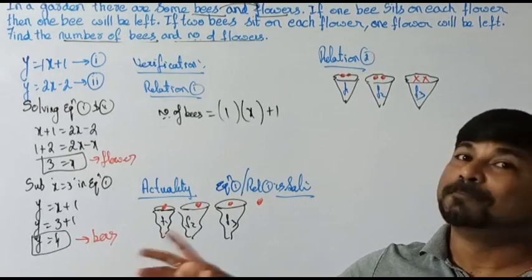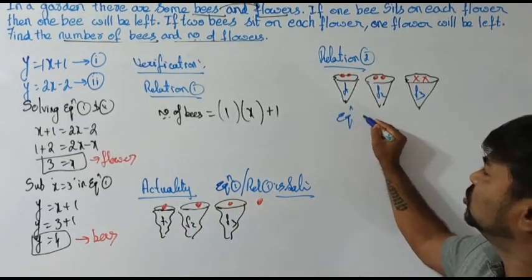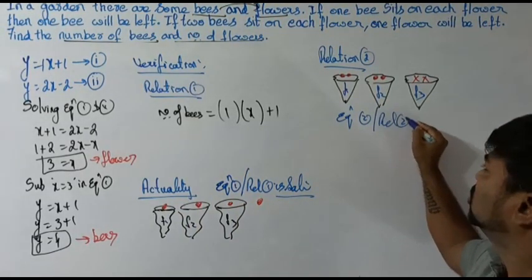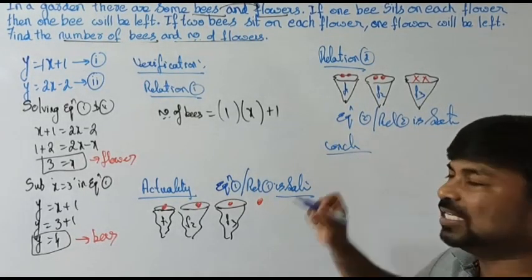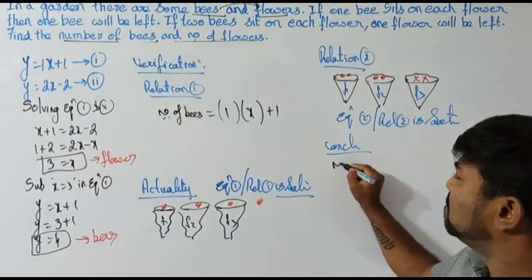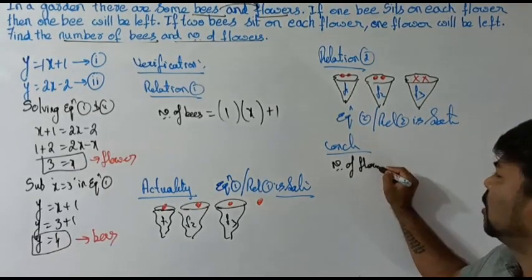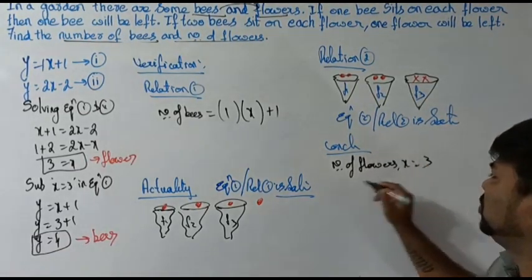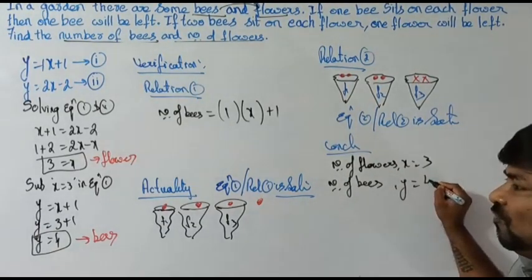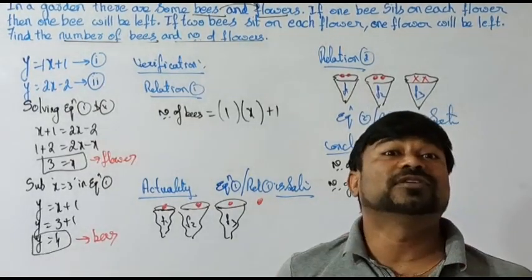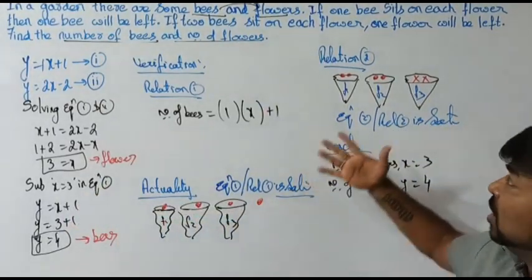This is how to find it. But justification with actuality, satisfying equations 1 and 2, relation 2 is satisfied. So now, conclusion. As it is satisfied, we conclude the number of flowers, x, is equal to 3 and the number of bees, y, is equal to 4. This is the relation, after verifying with actual numbers, relations 1 and 2.